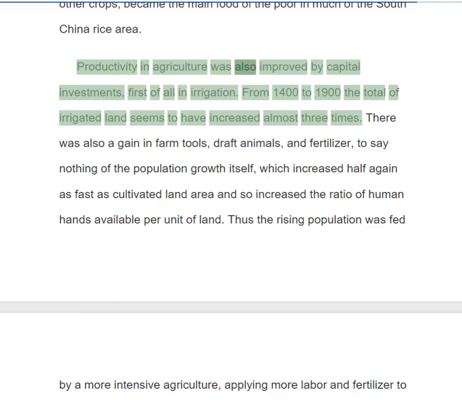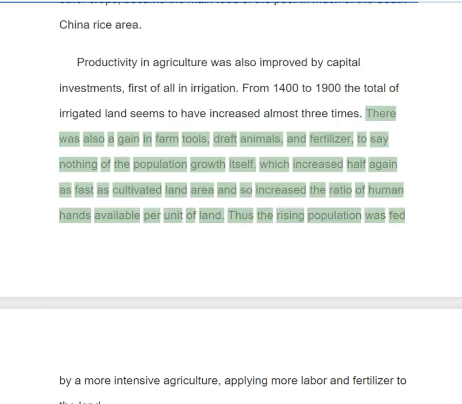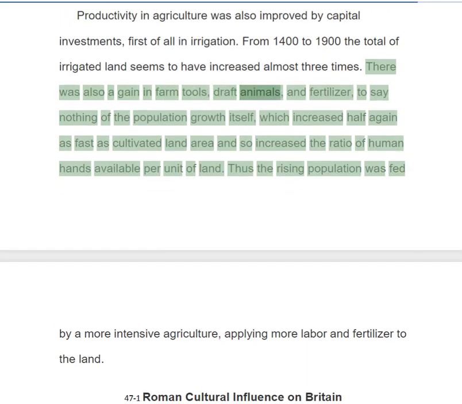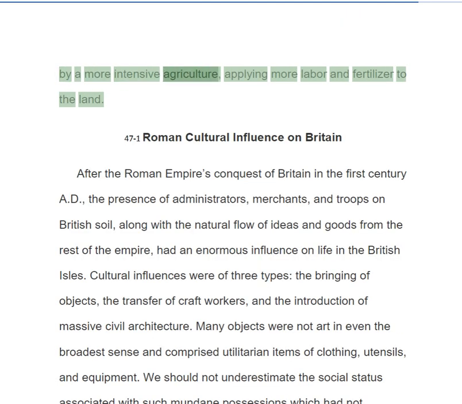Productivity in agriculture was also improved by capital investments, first of all in irrigation. From 1400 to 1900, the total of irrigated land seems to have increased almost 3 times. There was also a gain in farm tools, draft animals, and fertilizer, to say nothing of the population growth itself, which increased half again as fast as cultivated land area and so increased the ratio of human hands available per unit of land. Thus the rising population was fed by a more intensive agriculture, applying more labor and fertilizer to the land.